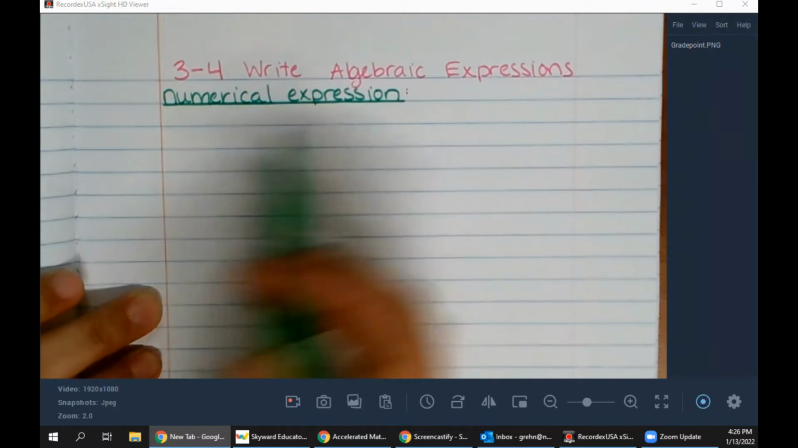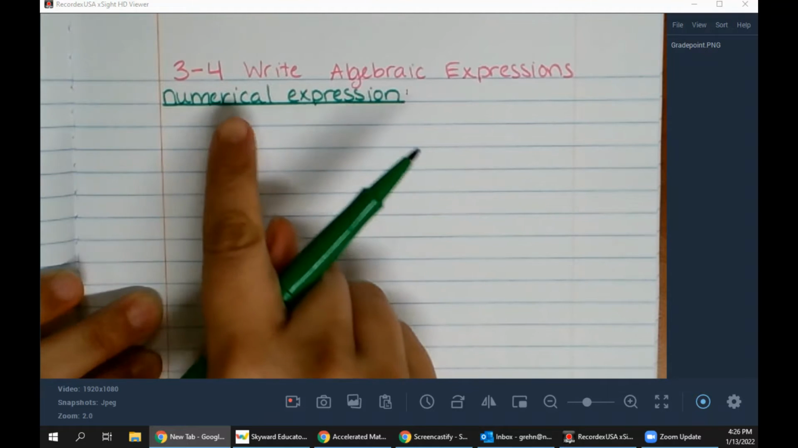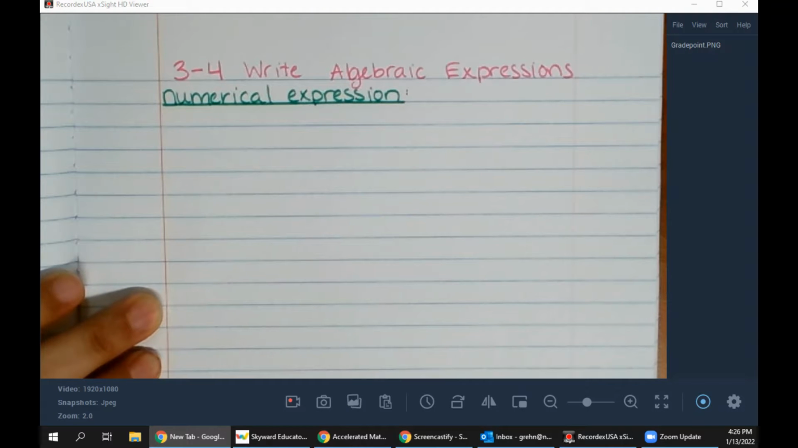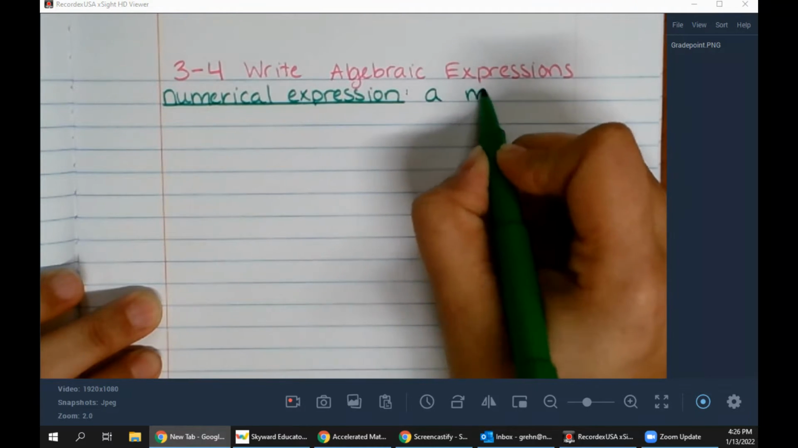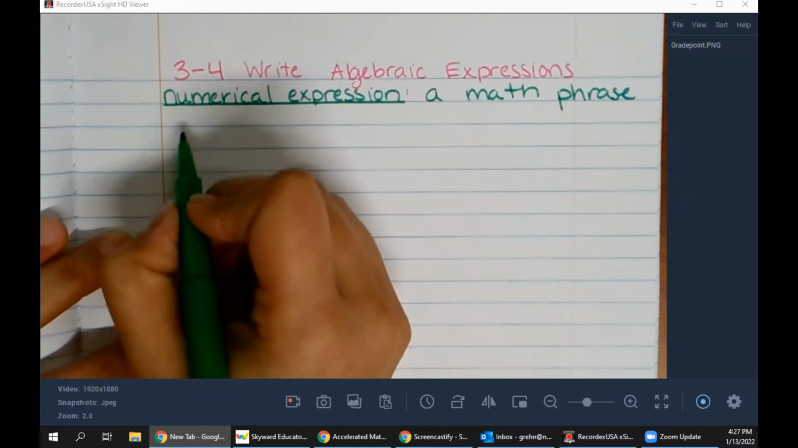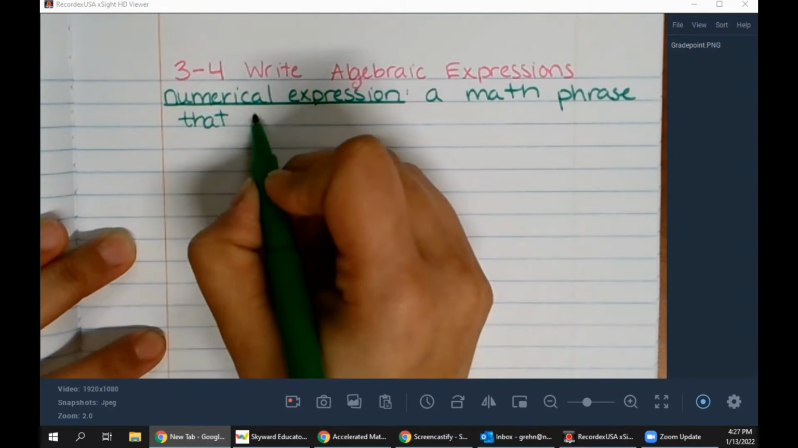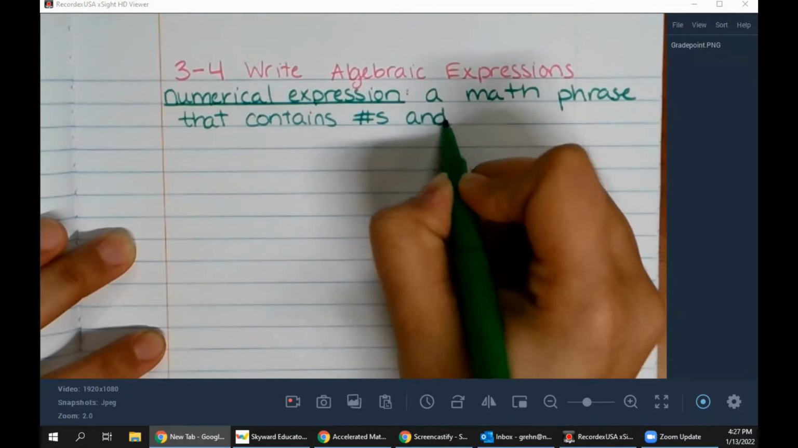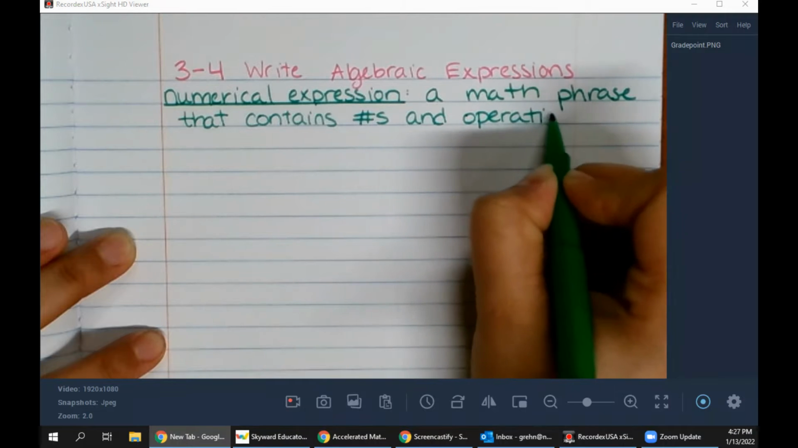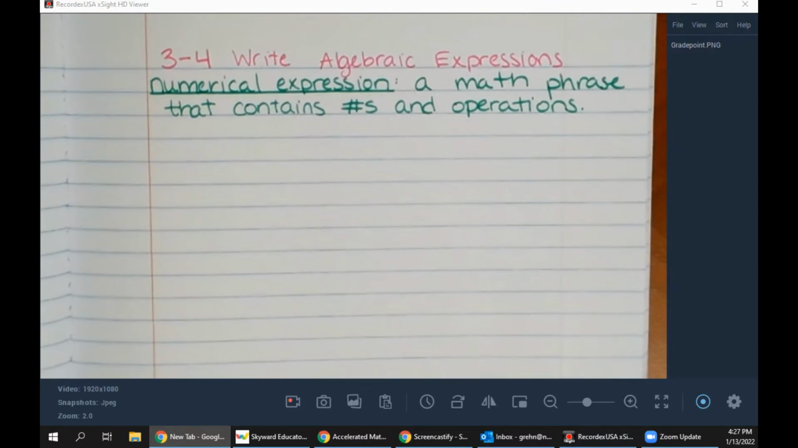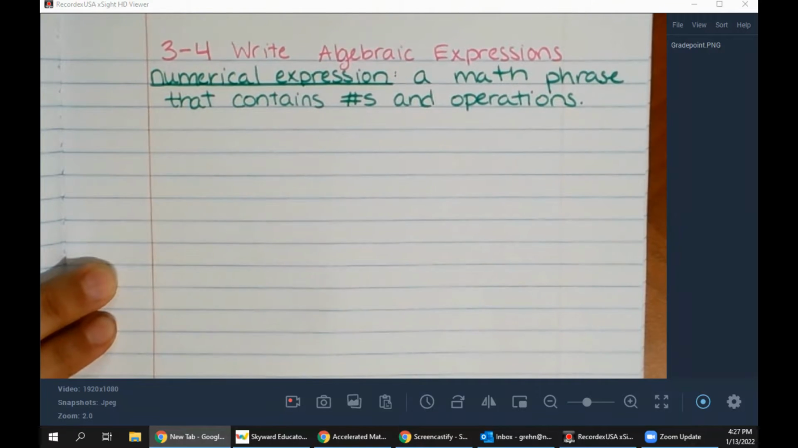When we say numerical expression, we're talking about an expression that only has numbers and operations. It will not have any variables. So we can say that it is a math phrase that contains numbers and operations. And remember, operations are things like add, subtract, multiply, and divide. So we have numerical expressions, and then we also have something called an algebraic expression.